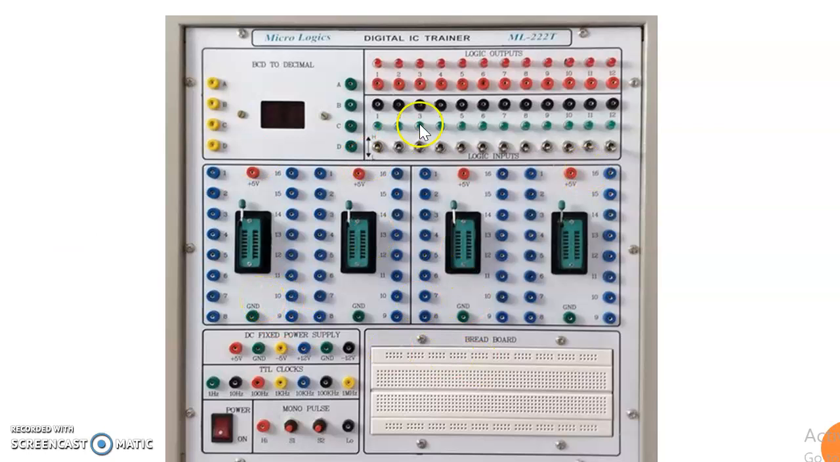In the layout, the red lines, or you can say these red pins, we usually use to observe outputs in the form of logical outputs, that is 0 and 1. Right, and below that you can find a number of buttons here. We call them switches. These are logic inputs, where you are giving inputs to the ICs in the form of 0 and 1.